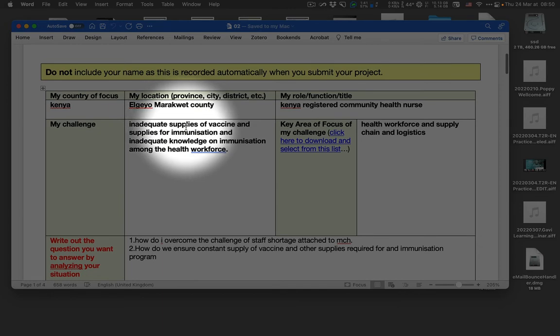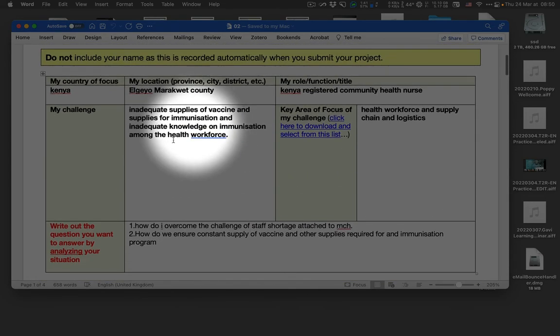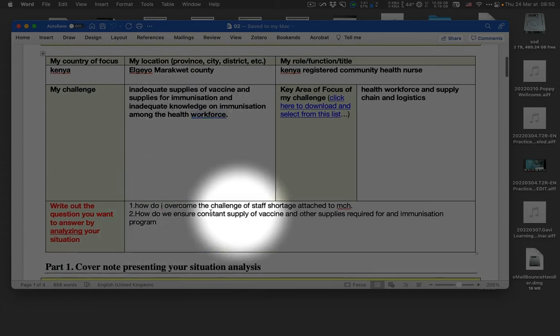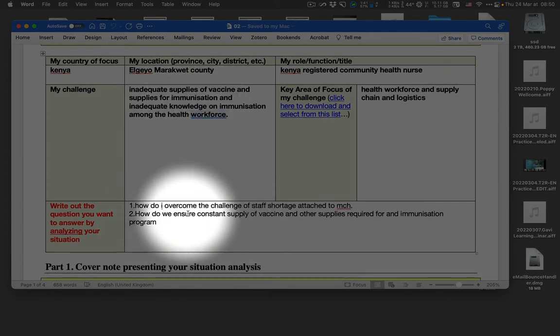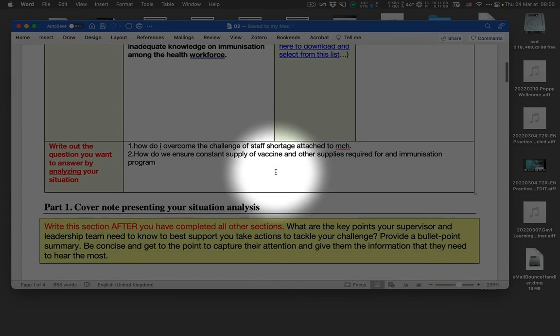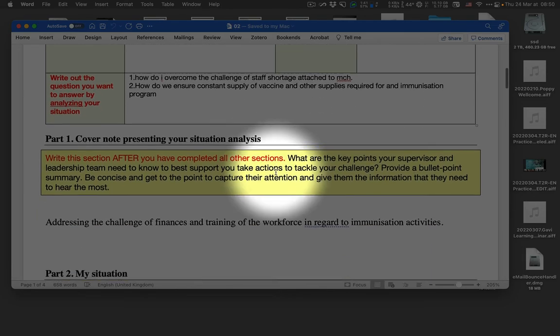This is from Kenya. Inadequate supplies of vaccine. Okay, and inadequate knowledge. All right, so I don't understand if this is about supply. How does knowledge factor in? There's probably a relationship, but it's for you to figure out what the right question is. How is lack of knowledge by immunization staff hampering or causing problems for supply issues?